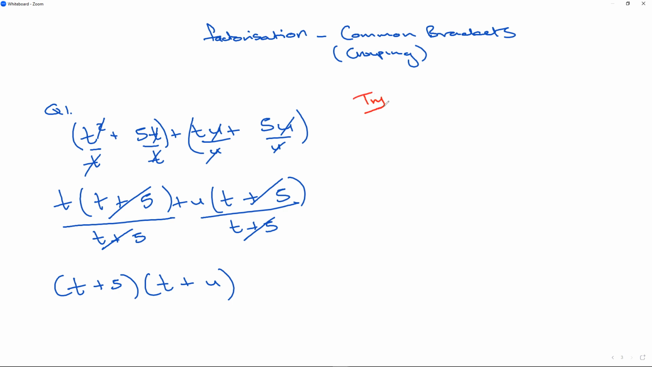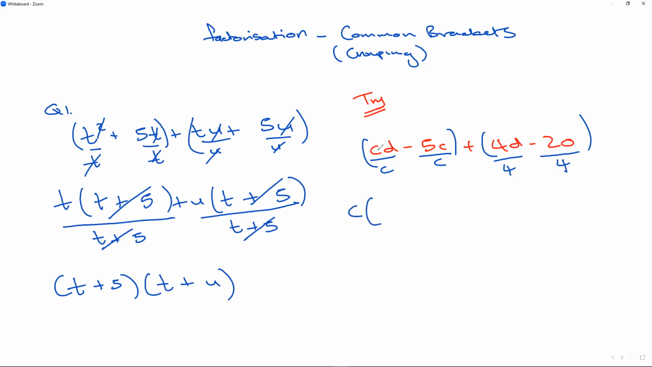All right, you try this one. Let's suppose I've got CD minus 5C plus 4D minus 20. Okay, so the first thing here is I can divide each of these by C. So, and I can put a bracket around there and divide this one by 4. So then that becomes C, and like I said, D minus 5. 4 comes out of here, you're left with D minus 5.